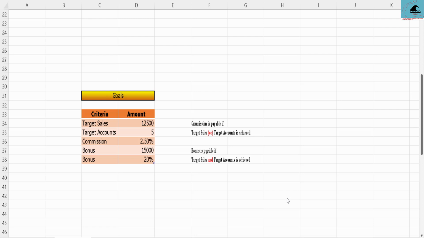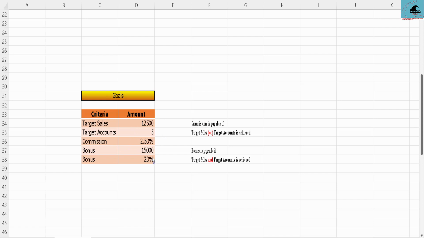Let us understand the given situation. Here some target sales, target accounts and commission percentage and bonus target plus bonus percentage is given. Here commission is payable only if target sales or target accounts are achieved. Even if one of them is achieved, commission is payable. However, bonus is payable only if both sales and target accounts are achieved. Target accounts here means number of accounts, number of customers. There is a target for number of customers and sales.